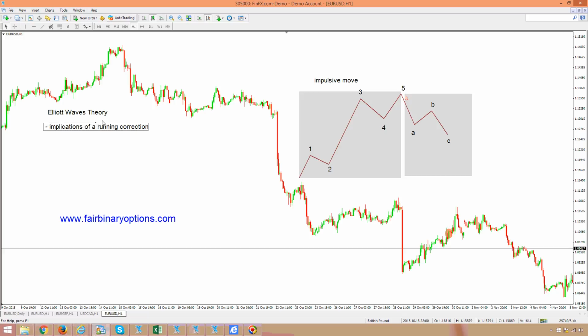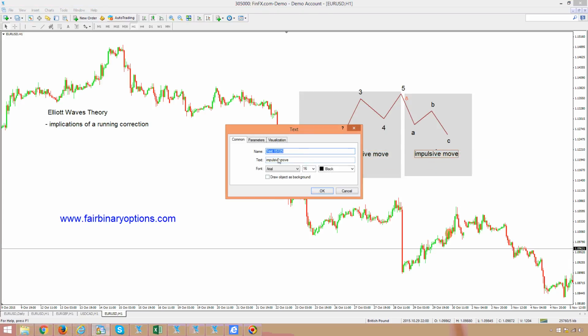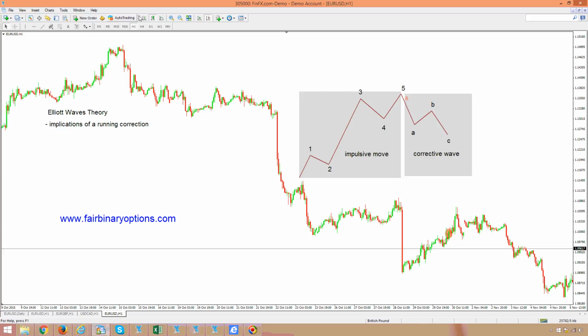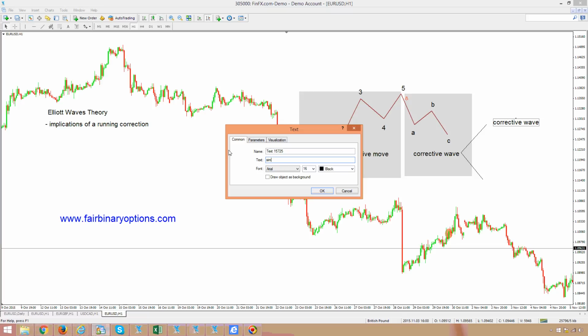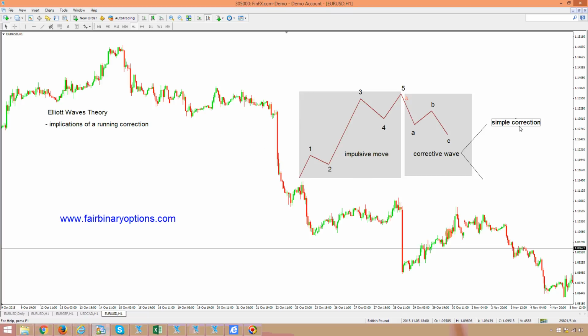Well, first of all, a correction is not an impulsive move. We said that this is an impulsive move, this one from here. And a correction or a corrective wave, it is looking like this. Corrective move or corrective wave. Now this corrective wave has, or we have two possibilities of a corrective wave. First of all, we have a possible simple correction. Simple correction, namely a simple ABC or a simple triangle ABCDE, or a complex correction.